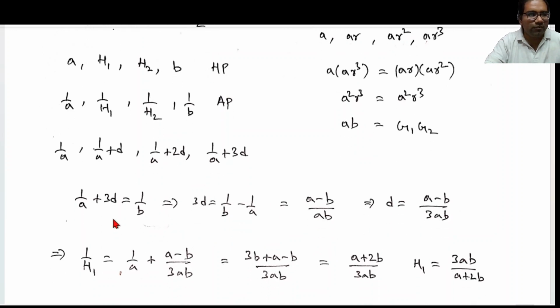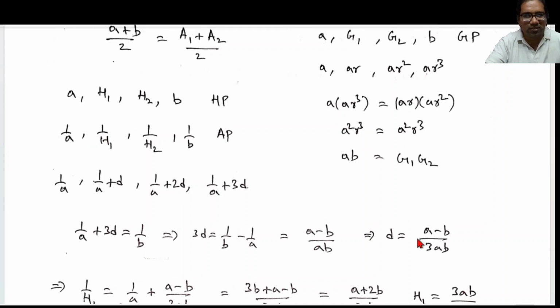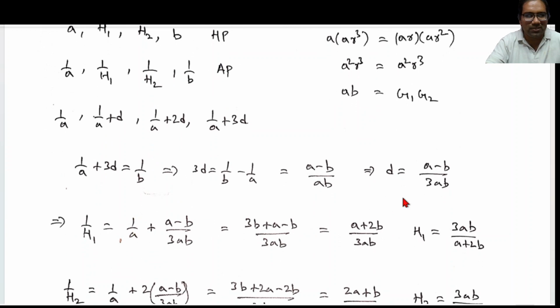Right. So, what is 1 by H1? 1 by H1 is 1 by a plus the common difference d. And 1 by H2 is 1 by a plus 2d. So let's calculate 1 by H1 and 1 by H2. 1 by H1 is 1 by a plus (a minus b) by 3ab. If we take the LCM 3ab, it becomes (3b plus a minus b) by 3ab, which equals (a plus 2b) by 3ab. H1 is the reverse of this, that is 3ab by (a plus 2b). Let's keep it like this.